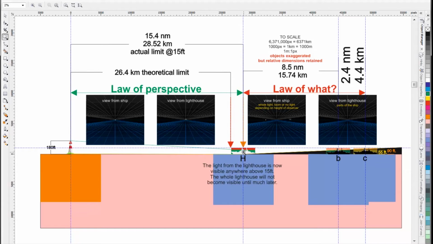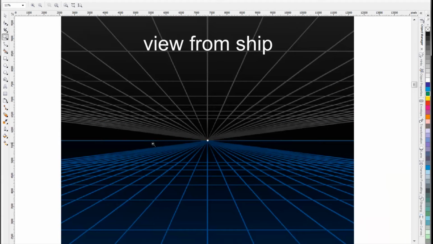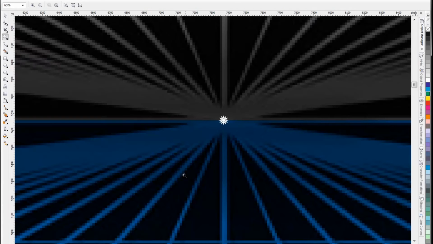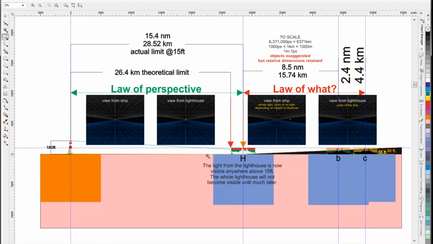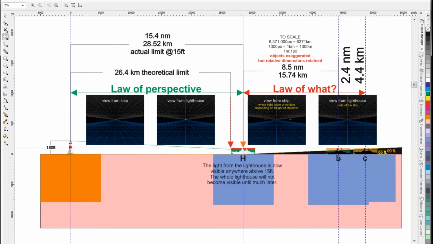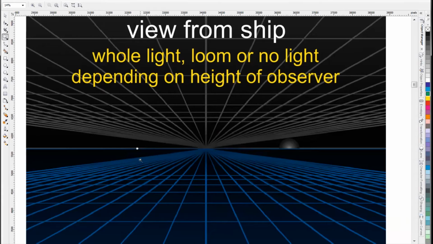So from here onwards towards the lighthouse, the ship should be able to see something like this. If you use binoculars, you should be able to see something like that. The light from the lighthouse slowly emerging up above the horizon. From the lighthouse, you will be able to see a ship also emerging up above the horizon. Back here, the view from the ship will be either a whole light or a loom or no light at all, depending on the height of the observer.